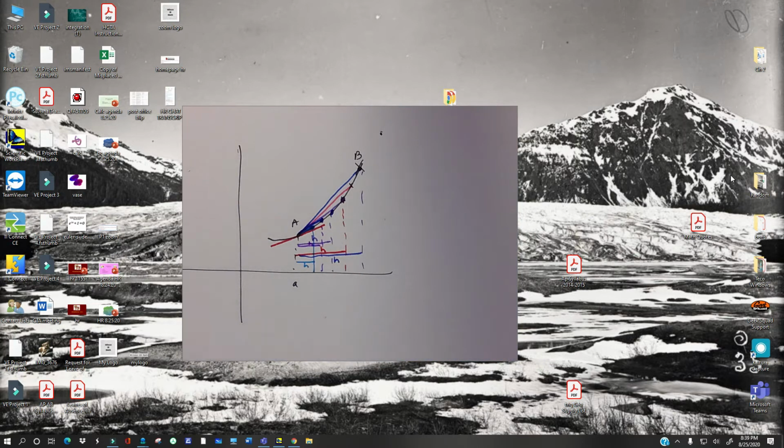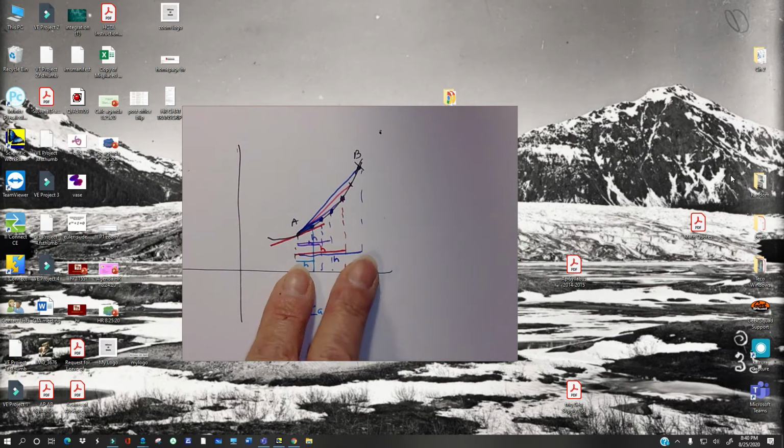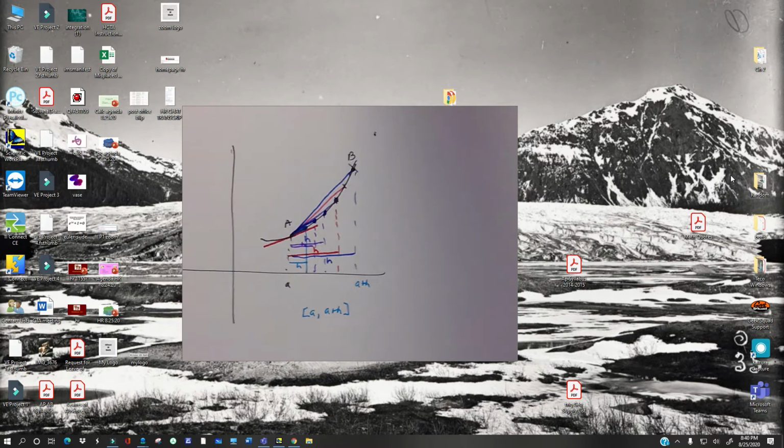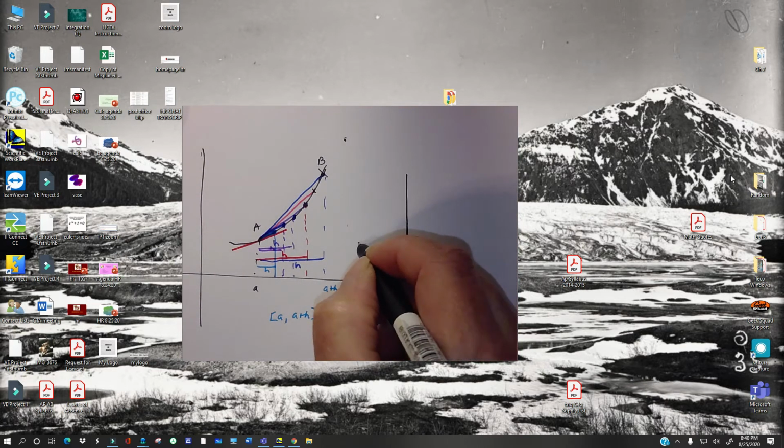So what's happening is I had this interval from A to A plus H, which again is really, really small. Remember, these two points are practically right on top of each other. We're just zooming in to make them look further away from each other. As the width of my interval decreases, it gets smaller and smaller and smaller. In other words, the distance between the two points gets smaller and smaller. What happens is that the secant line approaches the same slope as the tangent line.